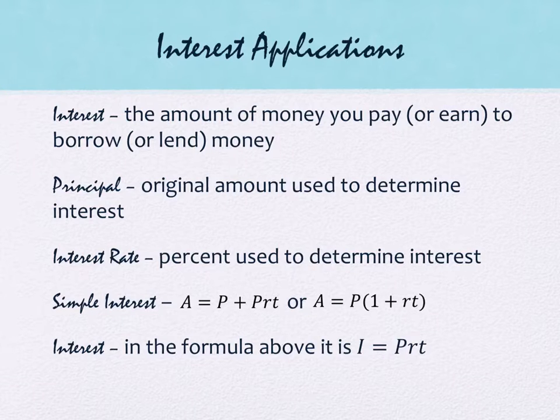So first, a definition for interest. This is the amount of money you pay or earn to borrow or lend money. So if you're borrowing money, then you pay interest back. If you've put your money into a bank or something, then they give you interest, and that's money you earn. Principal is the original amount used to determine interest. So it's either the original amount you put into the bank or the original amount you borrowed from the bank. And I say bank, it doesn't have to be a bank. It could be an individual person or something like that too.